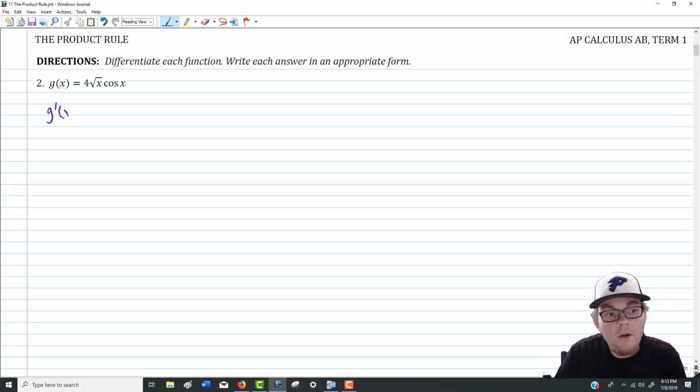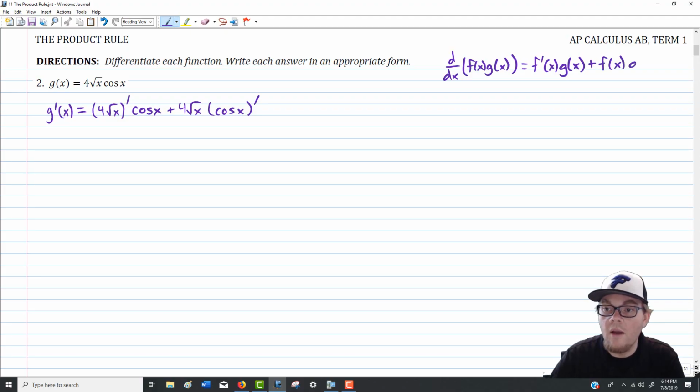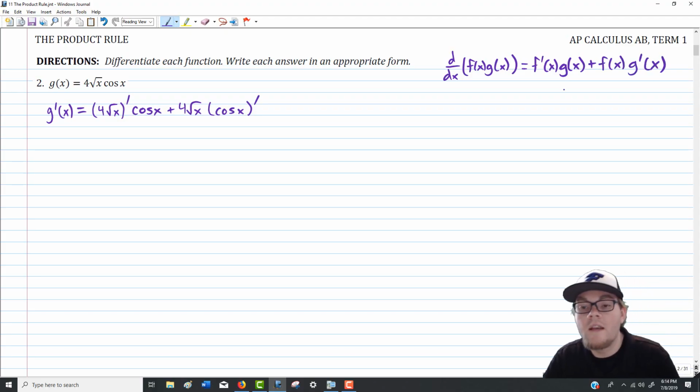So when I go to perform the product rule and differentiate this function g, we'll get g prime of x. Looking up there then, just kind of using notation, we'll have the derivative of 4 root x times cosine of x plus 4 root x times the derivative of cosine of x. And again, if you're wondering where that comes from, it comes from the product rule itself, that quick to remember derivative rule for f times g of x. That's equal to f prime g plus f g prime. So that is the product rule.